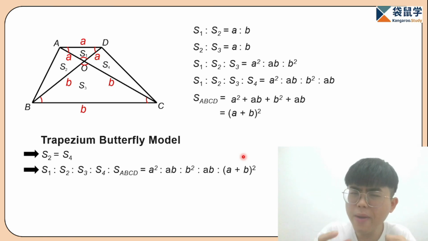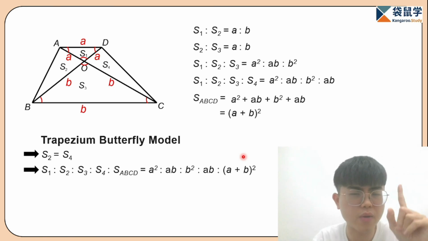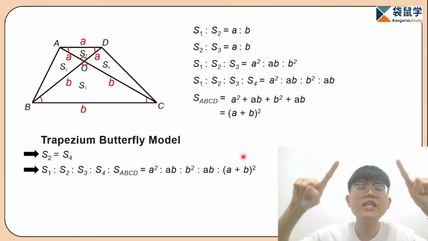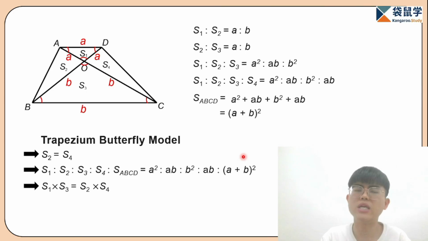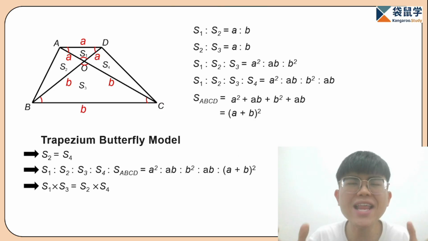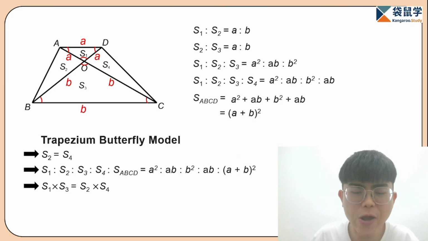Alright, and then remember that there is one thing that we learned just now from our first example. Actually, in the trapezium butterfly model, the conclusion such as S1 times S3 equal to S2 times S4 is also applicable here. Alright, now that we learned about this, let's go back to our question.